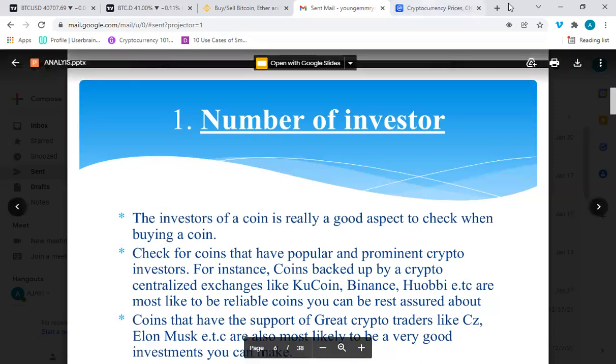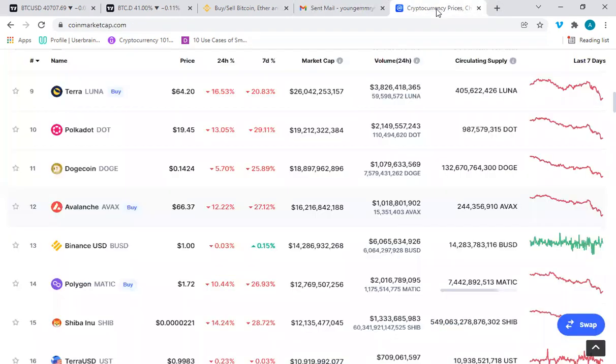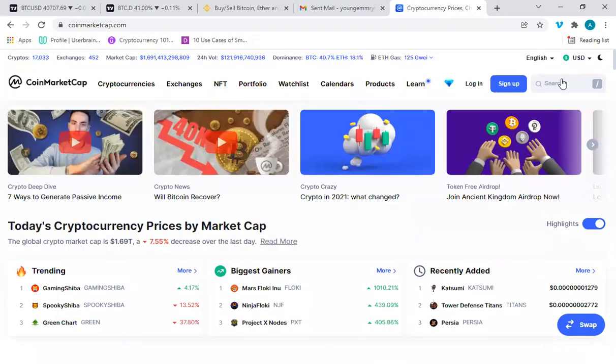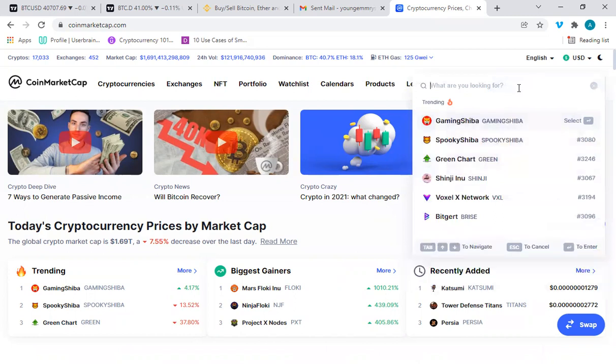Now let me show you one thing. There is a coin. I want to show you how to know the investors of a coin. I want to show you something. Is this the coin?